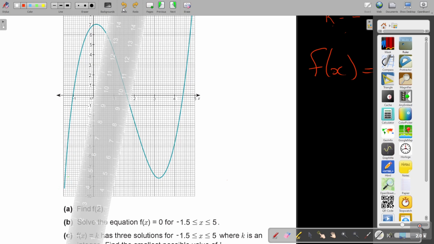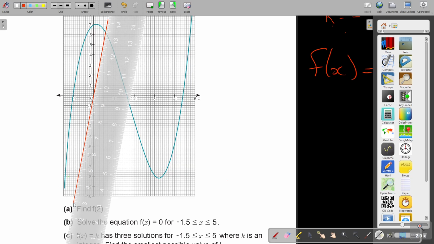Let's try it again. Don't know why it's not drawing. Okay. So if it's just going through the origin, there it's better. Okay, through the origin, and it must only cut it once. So it's all about the gradient of this line that you must turn it towards that.